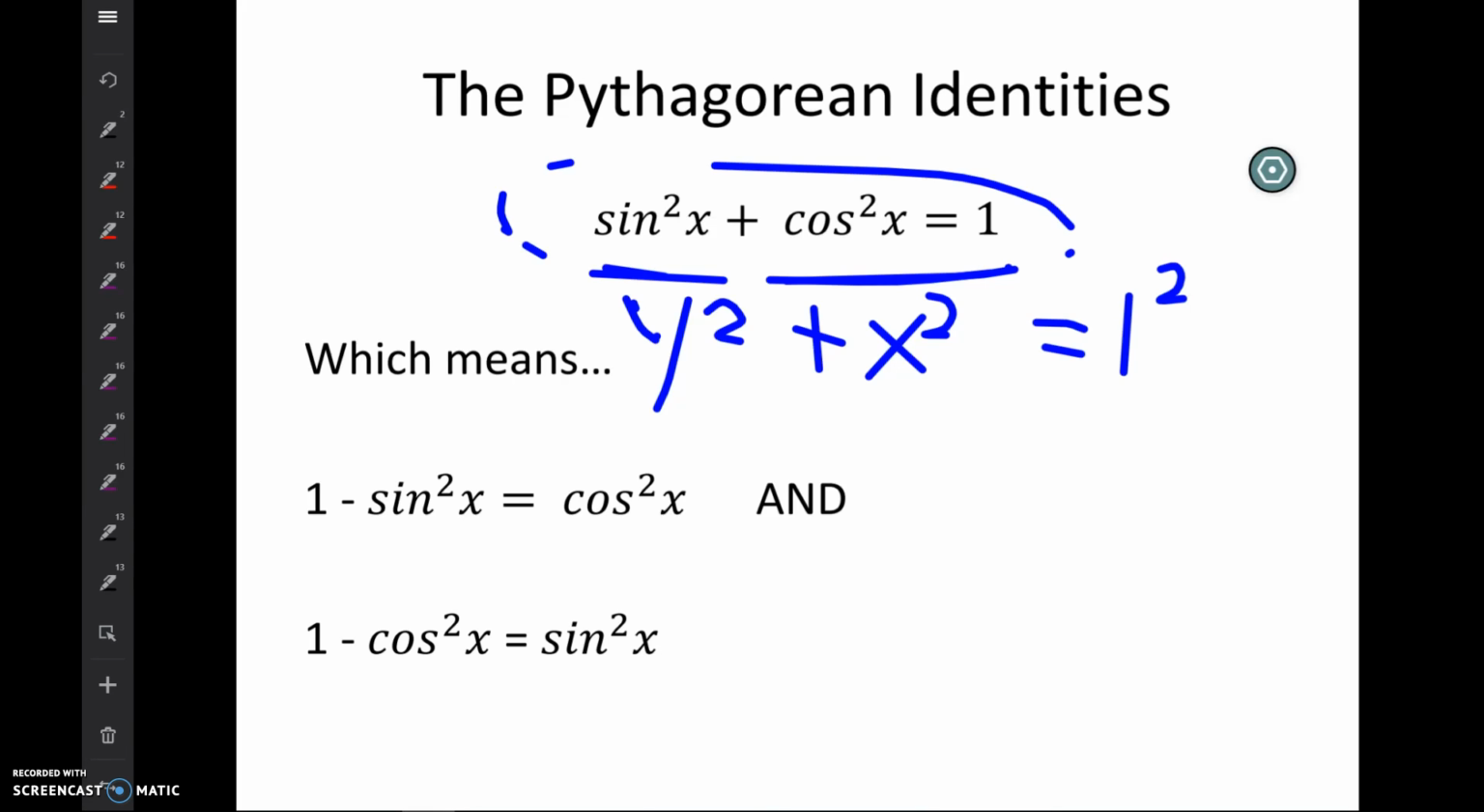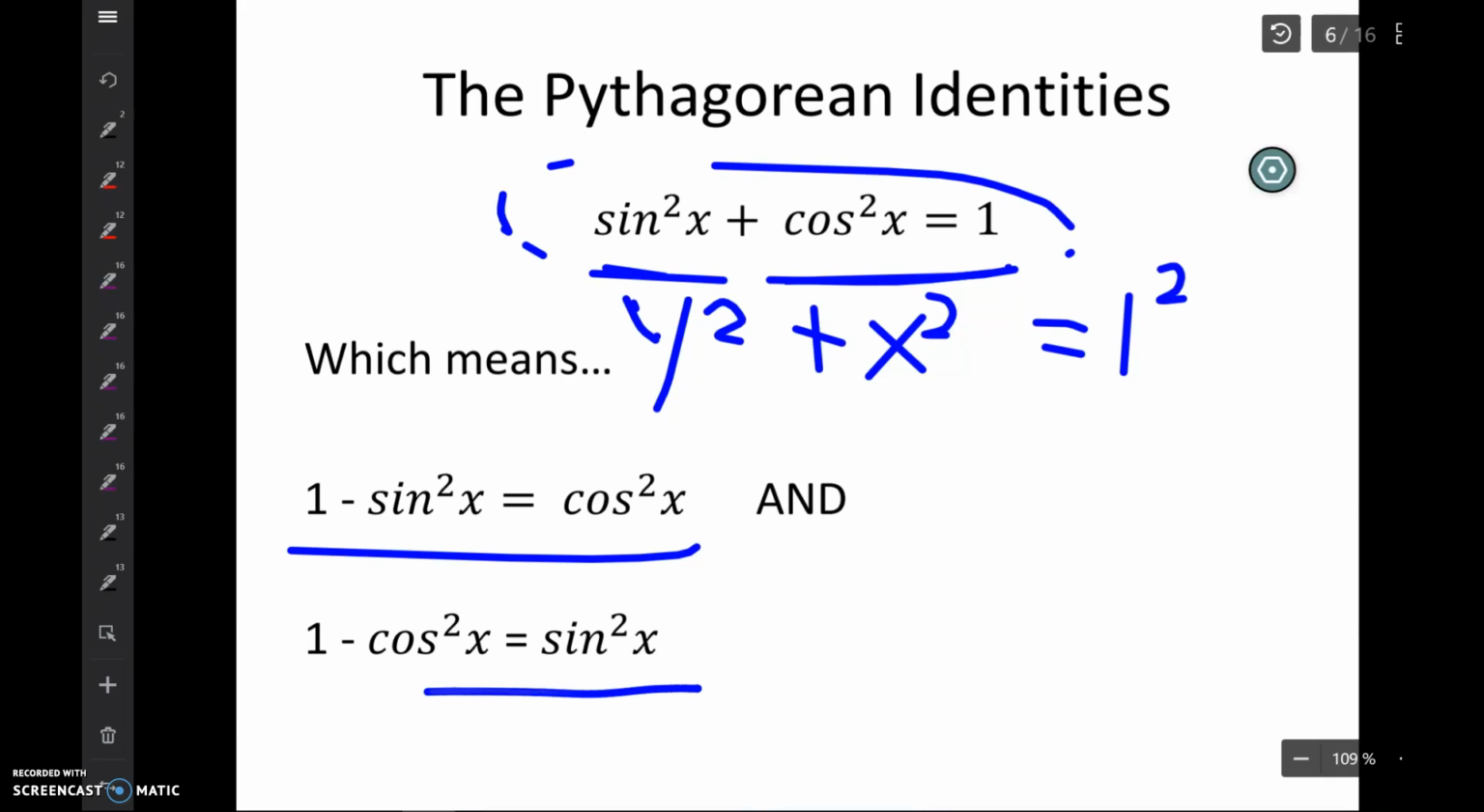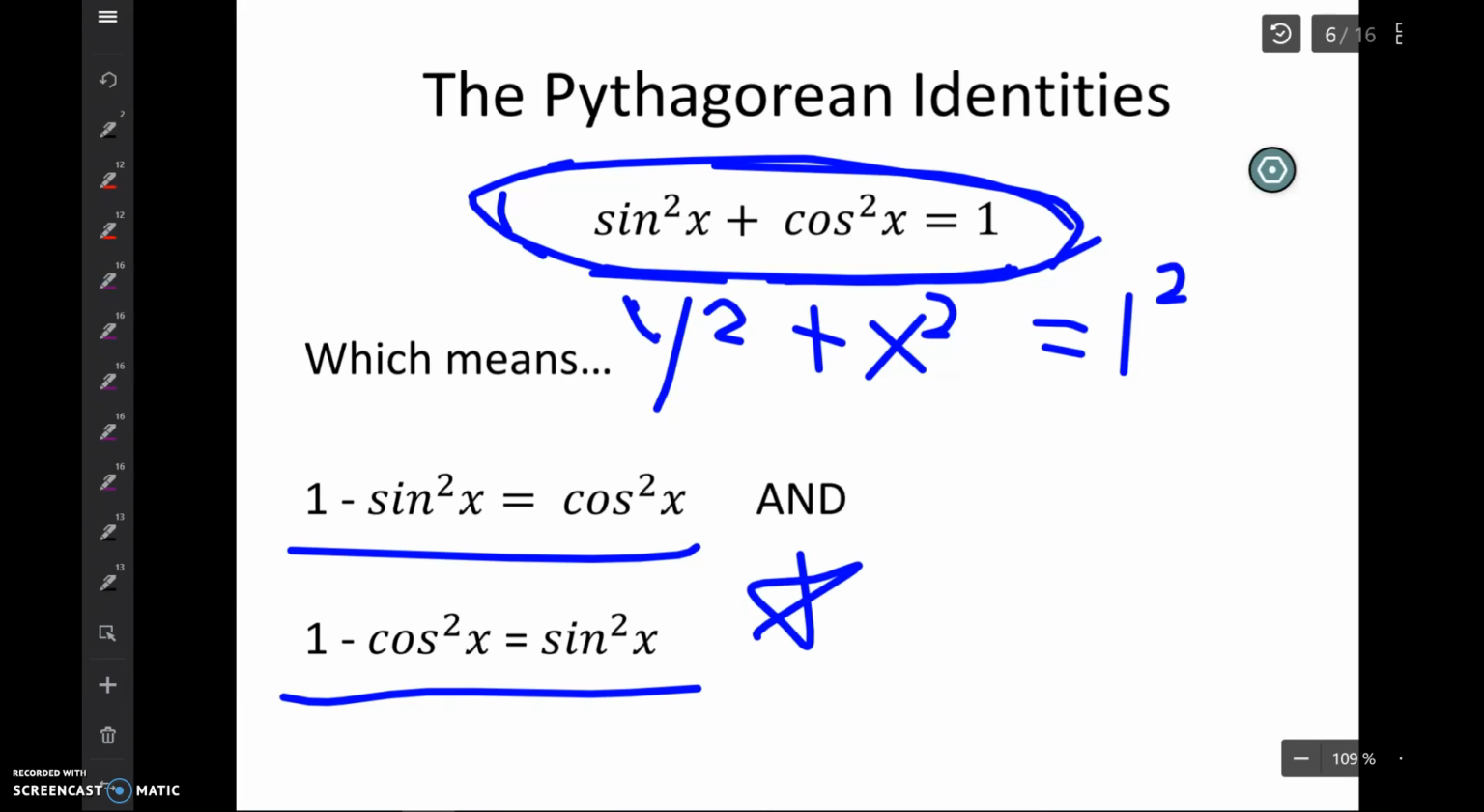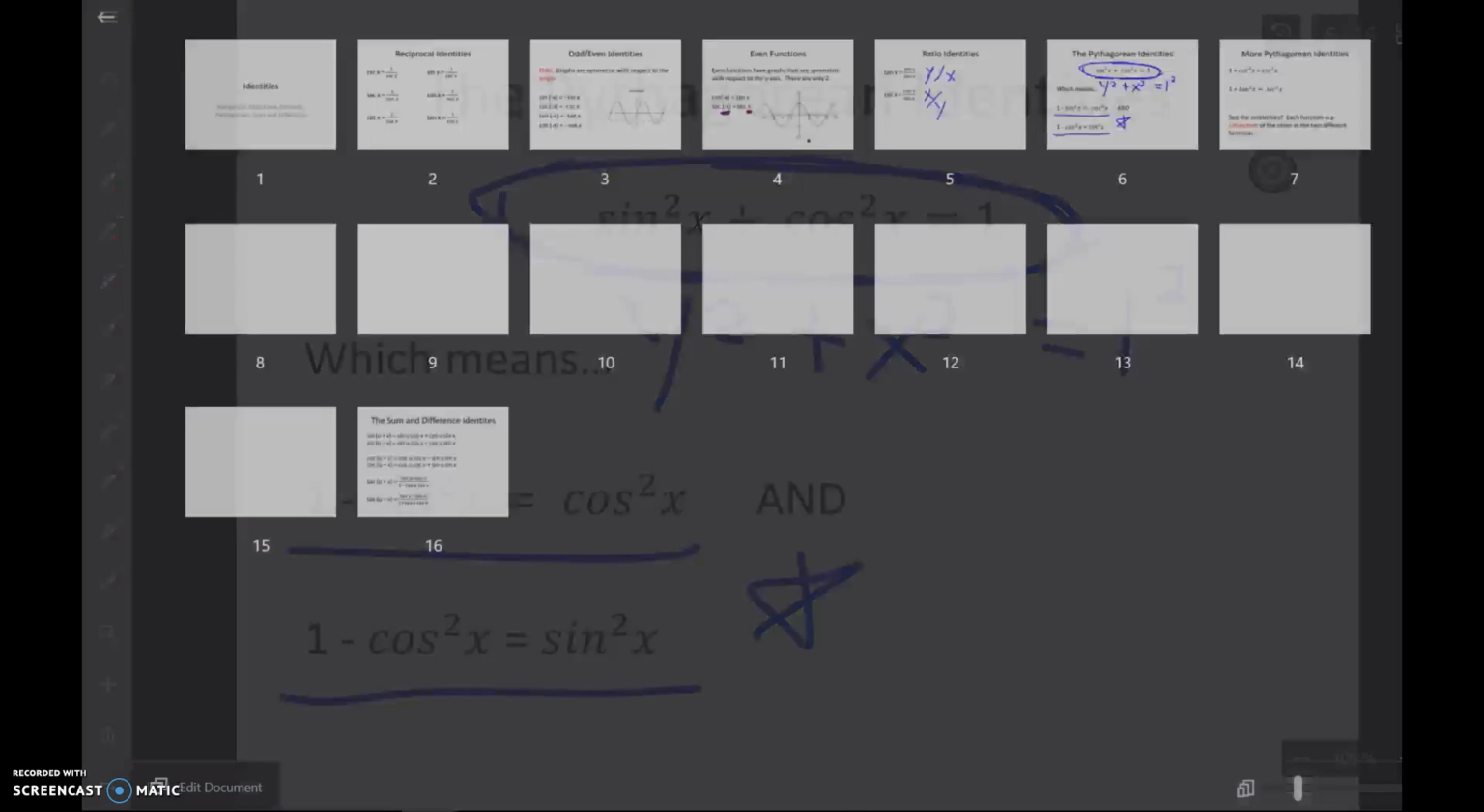For this one, you're moving the sine squared over to the right side, so it becomes 1 minus sine squared equals cosine squared. For the second identity, you're basically moving the cosine squared over to the right side. So there are variations on that main formula that you could use. You see these two a lot, so you want to replace 1 minus sine squared with cosine squared and so forth. Let me show you a few more variations of that one.